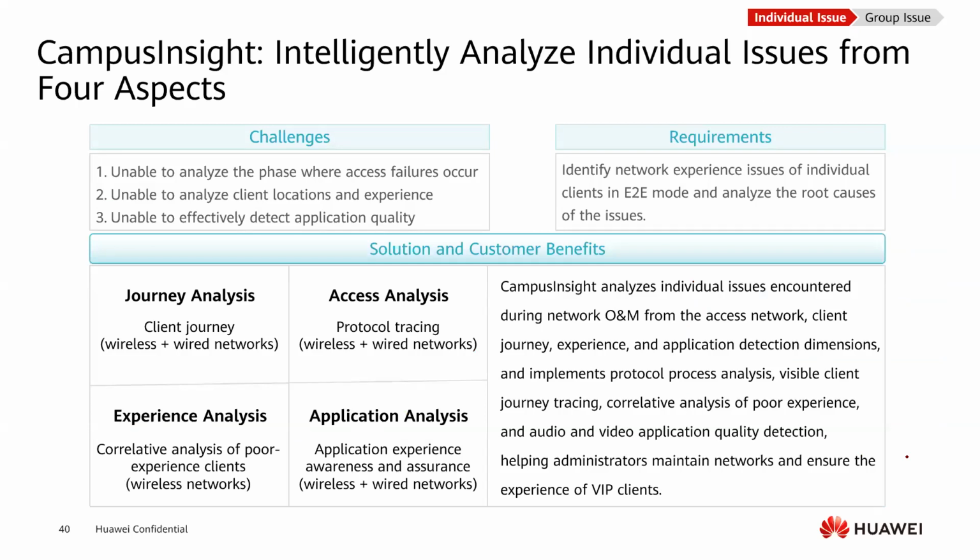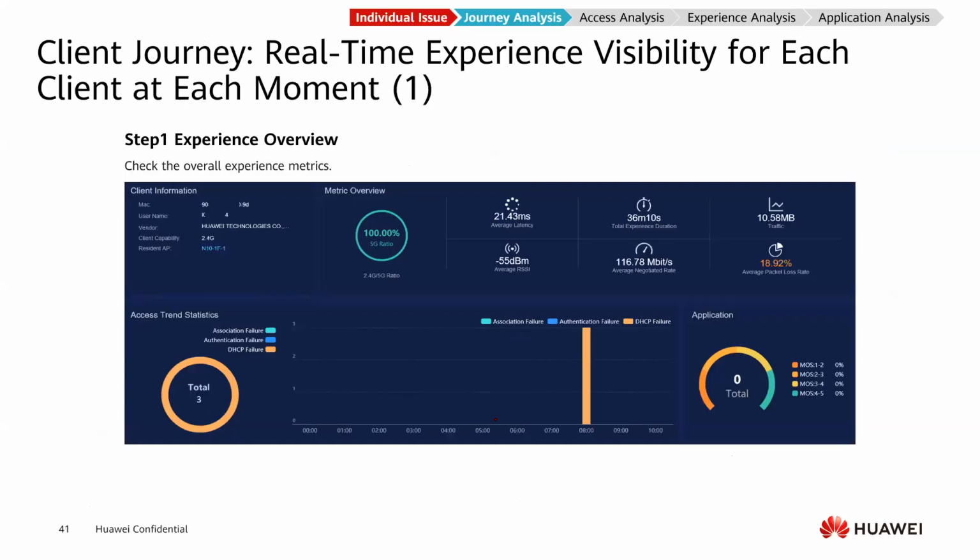Okay, and next we will go to the individual issue first. The individual issue has 4 kinds of functions to detect it, such as the journey analysis, access analysis, experience analysis, and application analysis. And we will talk about them one by one. The first is the journey analysis. The journey analysis is used to detect the user's experience.